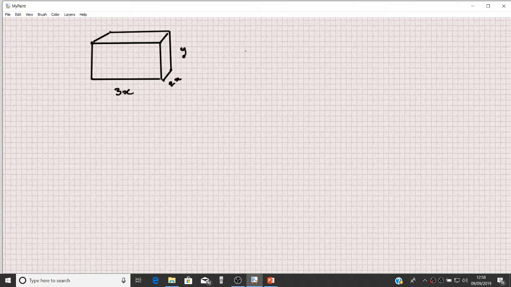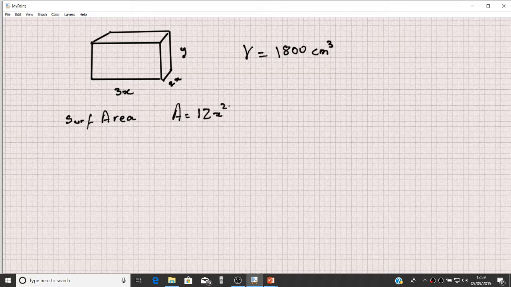Now we're told the capacity. Capacity is equal to volume. So we just say V is 1800 cm cubed, it is a capacity, a volume, centimeters cubed. We want to show the surface area. We have to show that it's given by A equals 12x squared plus 3000 over x. So we're going to try and show that that is the surface area.